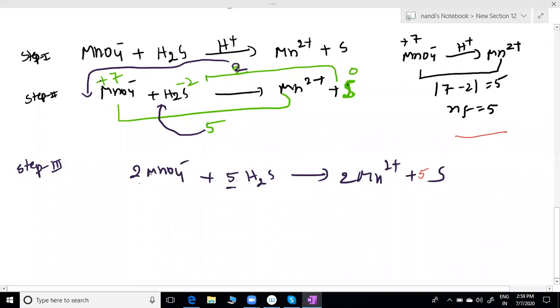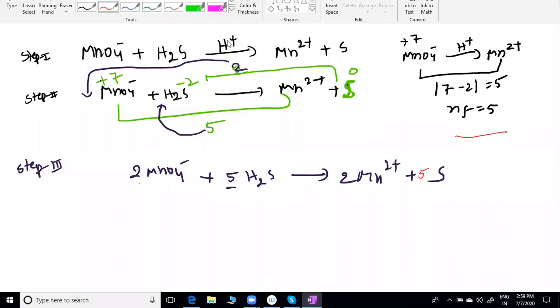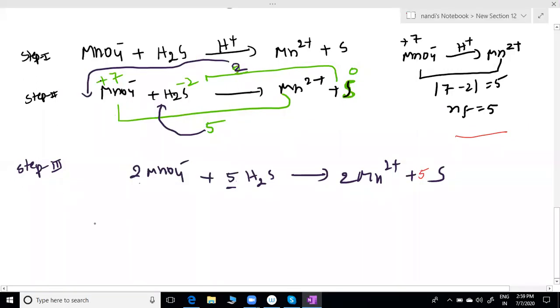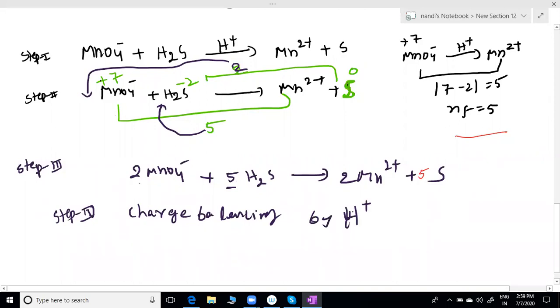What do we have to do? Charge balancing or not? Step 4, right. Charge balancing. Here write the simple term, charge balancing. Now how do we balance charge in acidic medium? By using H plus ions.